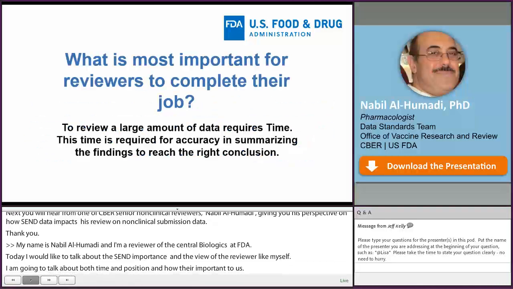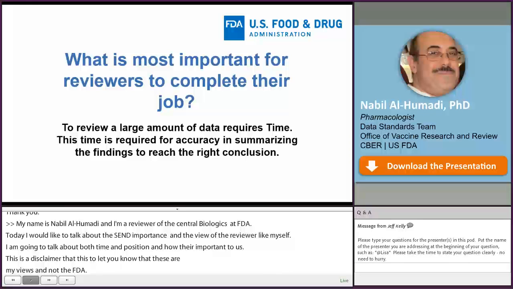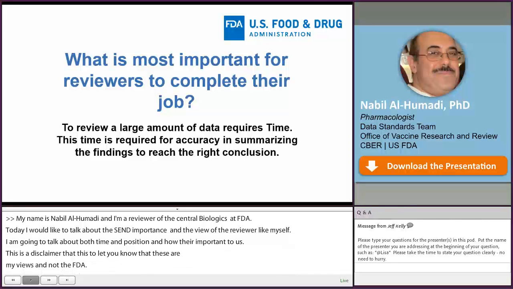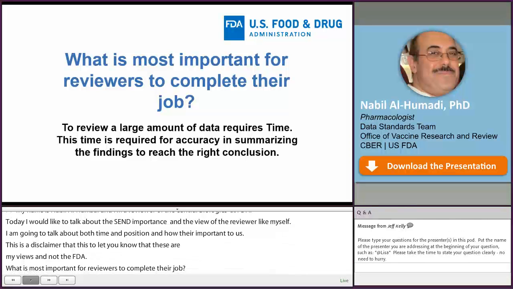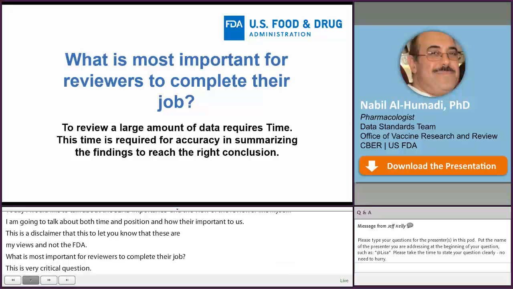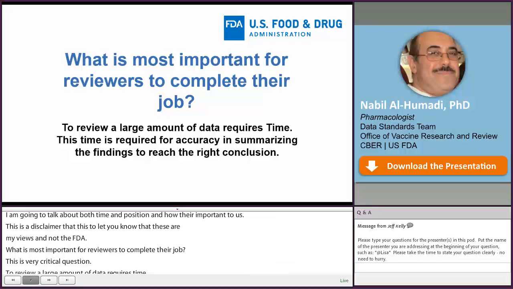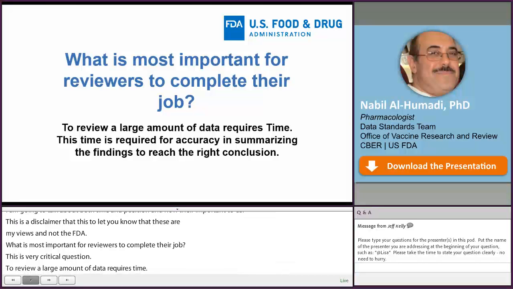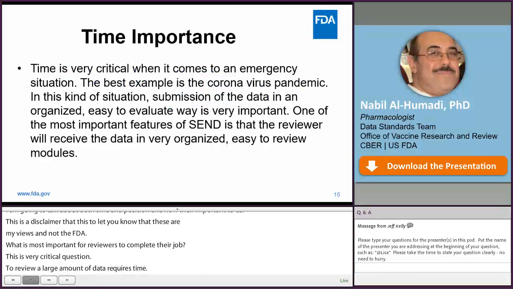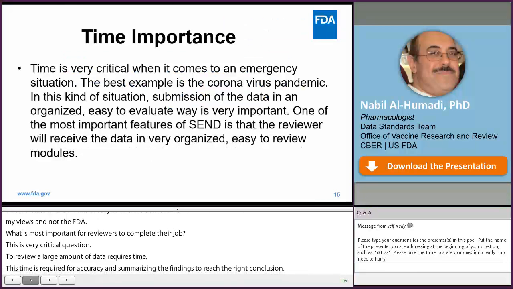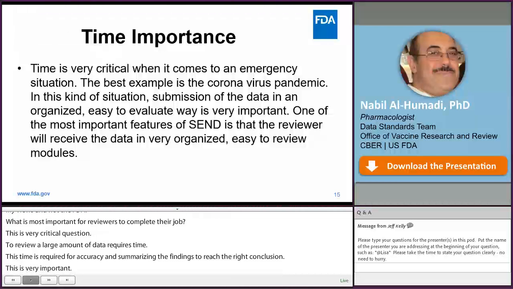What is most important for reviewers to complete their job? This is a very critical question. To review a large amount of data requires time. This time is required for accuracy in summarizing the findings to reach the right conclusion. This is very important. Time is very critical when it comes to an emergency situation, and sometimes in non-emergency situations.